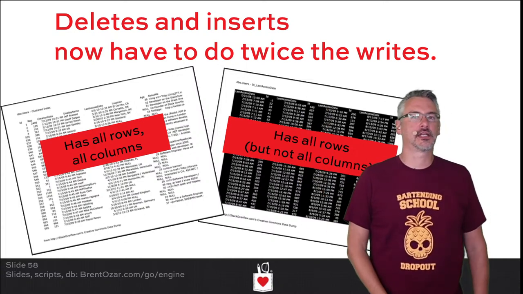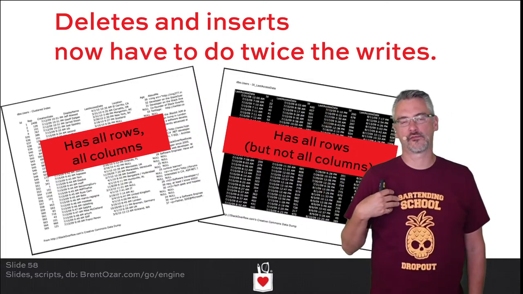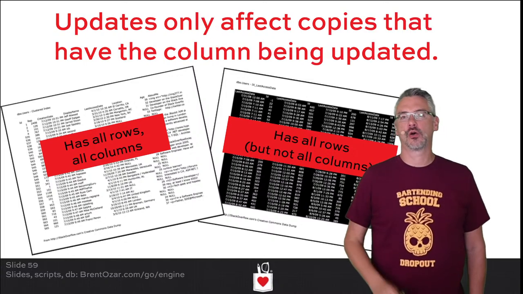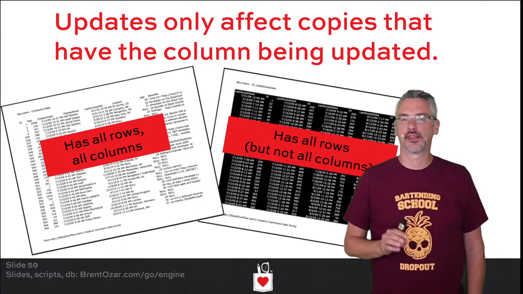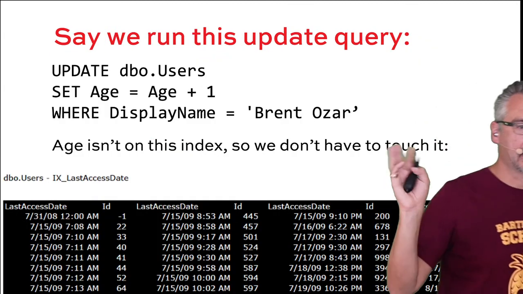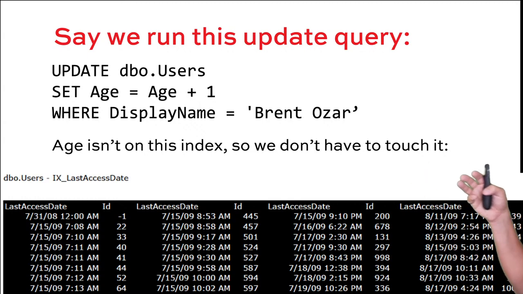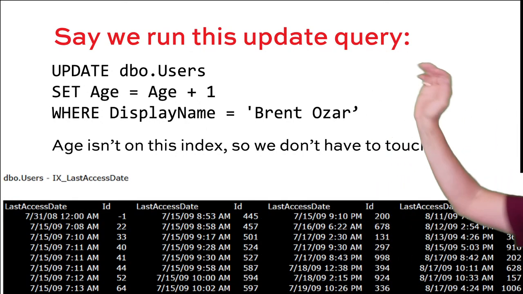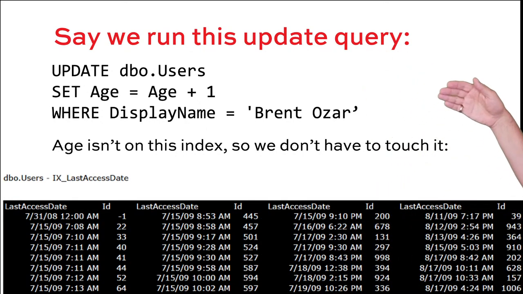I did say deletes and inserts there. Every time we add a row, every time we delete a row. Updates are a little bit different. Updates only affect the copies of the table that have the columns involved in the update. For example, let's say that I get another year older. Please God, let me get another year older. Not today necessarily, but when it's the right time. Say that we update users set age equals age plus one. Since age isn't on the index on last access date and ID, I don't have to worry about it.